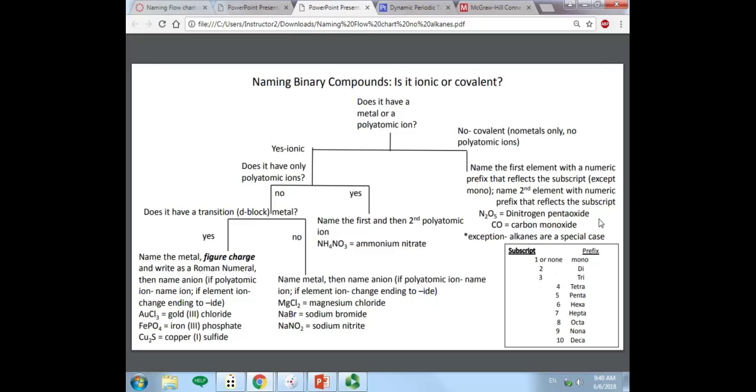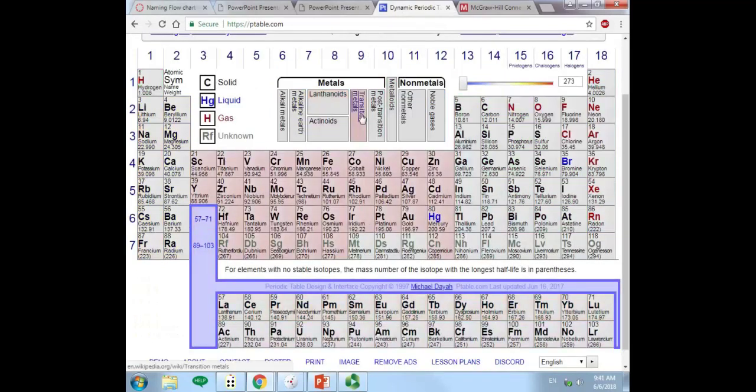Okay. The next set is, what if you do have a metal or polyatomic ion? That means it's an ionic compound. We don't use prefixes. This one gets a little tricky because you have to ask yourself, does it have a transition metal? So we have even more subcategories with ionic. Does it have a D block metal? What's a D block metal? These guys. I think of it as the sideways rectangle. The sideways rectangle, those are the D block or transition metals.